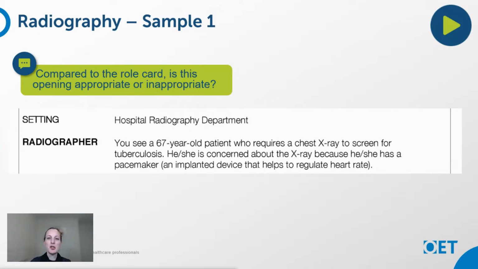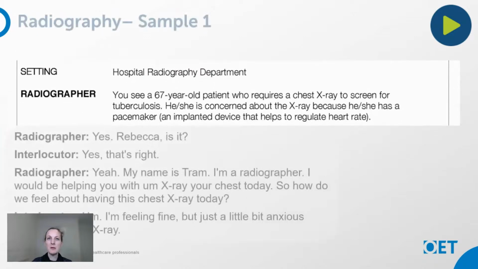There we are. It's quite short, but how did you feel the radiographer did there in terms of whether that was an appropriate way to start this role card? Let me know in the chat if you thought this was appropriate or not, regardless of whether you are a radiographer. This applies to all the professions. Thinking about the context, the background information, do you feel what the candidate said was suitable for this card or not? So Lisa is suggesting she thinks it was appropriate, as does Marco. And I would agree with both of you. I think this was an appropriate way to start the role play.